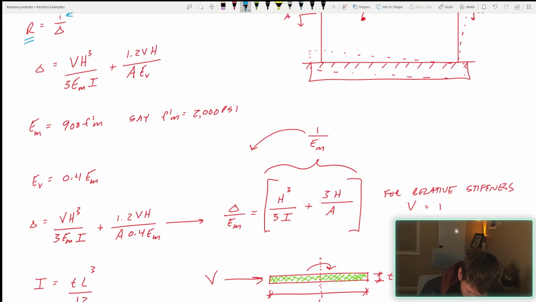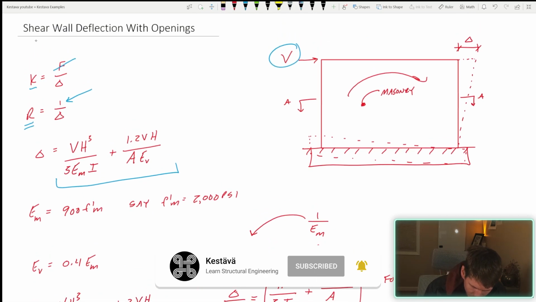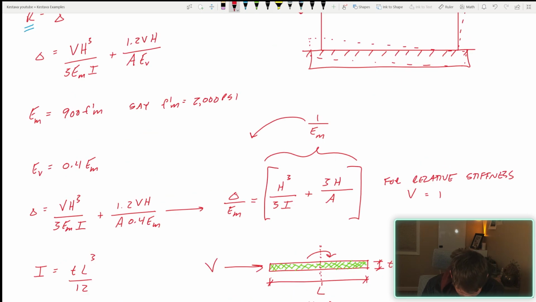Let's reduce this equation down to something a little more simplistic so that we can use it later in determining our shear wall deflection for walls with openings. Just a little quick background. I was going to put some numbers to the variables, but it's actually not needed. Just remember, E sub m, the modulus of elasticity of masonry, is 900 f prime m. I believe it's different between clay brick and concrete brick, so double check on that. And then a shear modulus, which is for masonry only, equal to 0.4 E sub m.